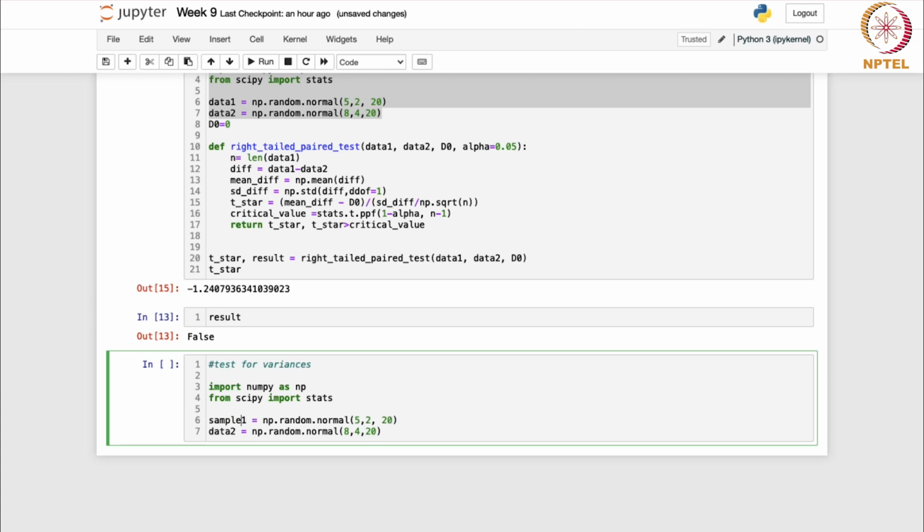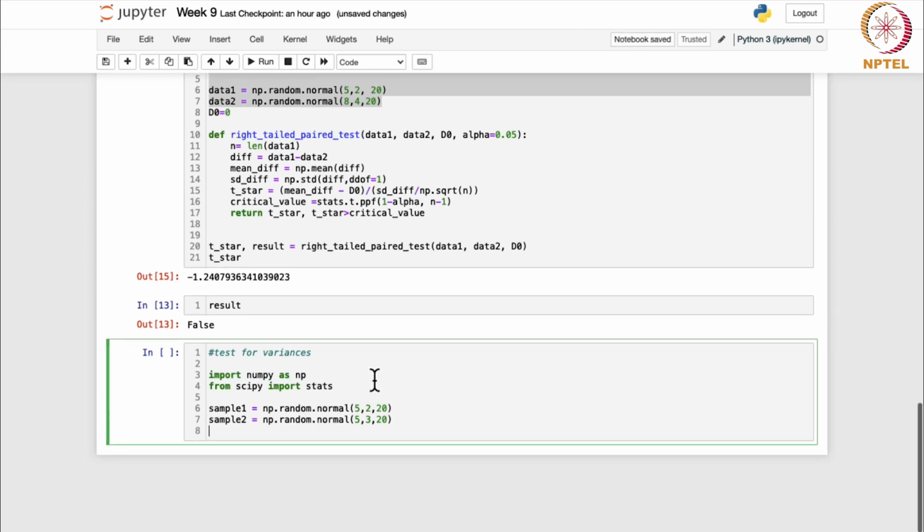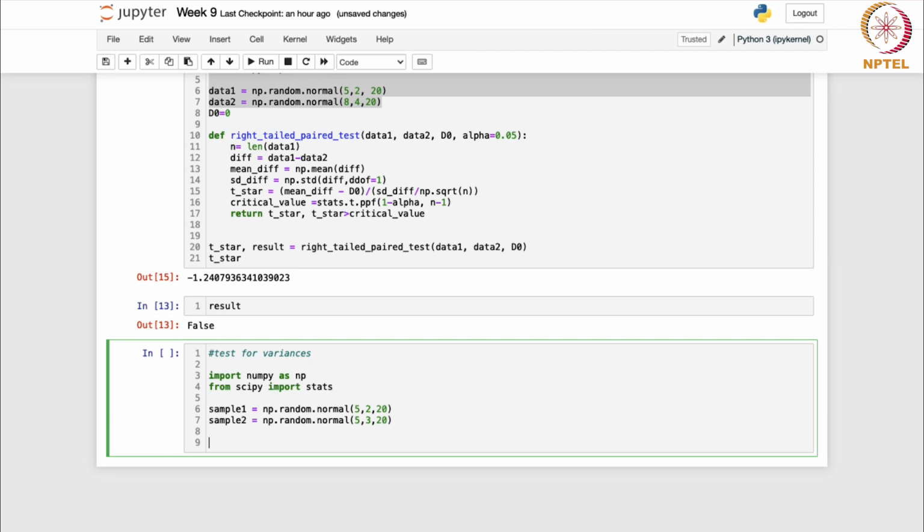Sample 1 is from a normal distribution. You are taking a sample with mean 5, variance 4, and sample size 20. Similarly, sample 2 here, we can change it, we can make the mean 5, the same, and here let us make it 3 and 20. Okay.